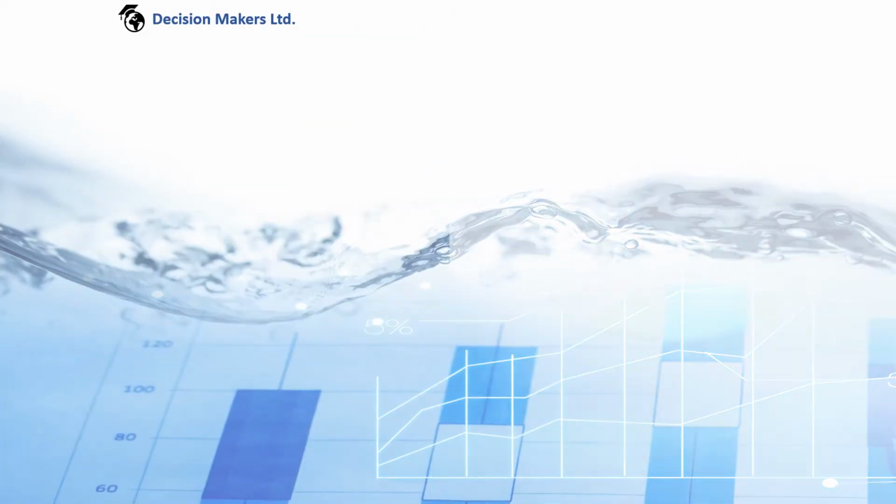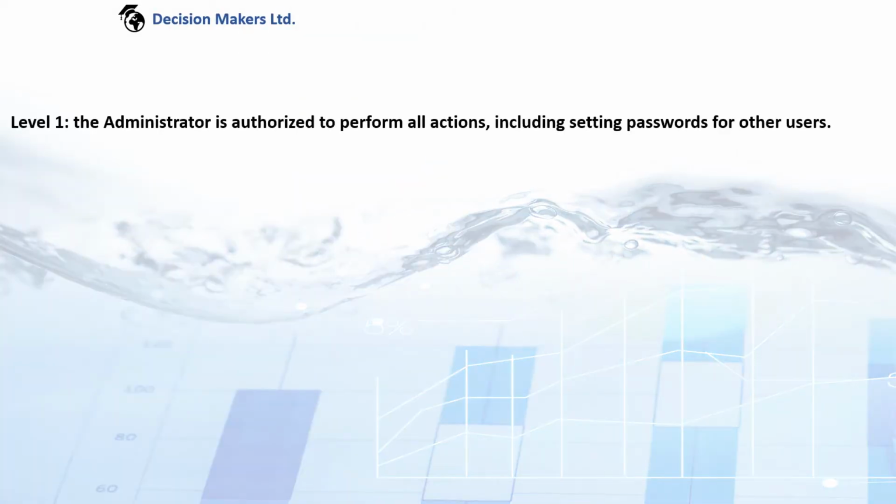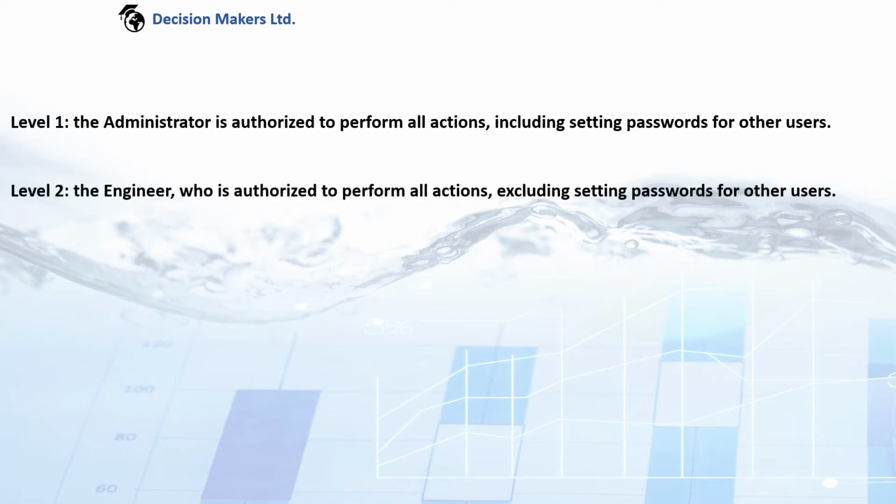There are 4 user levels. Level 1 is the administrator. The administrator is authorized to perform all actions, including setting passwords for other users. Level 2 is the engineer, who is authorized to perform all actions, excluding setting passwords for other users.